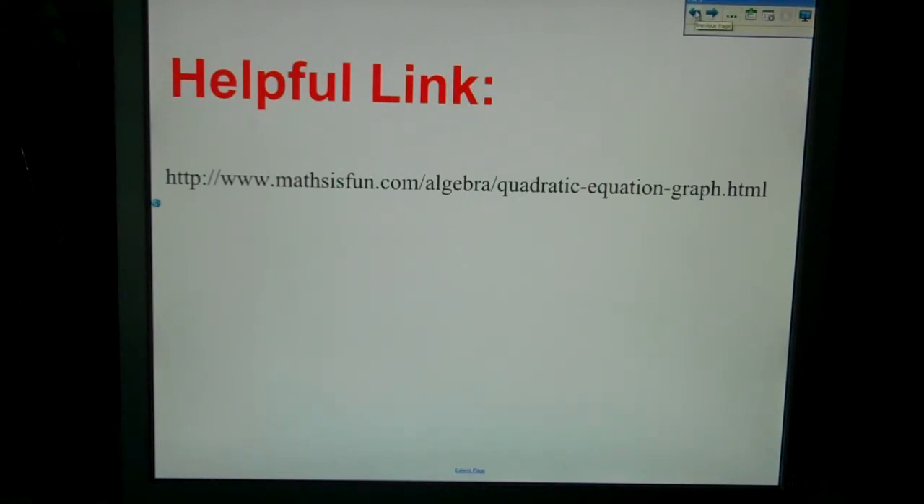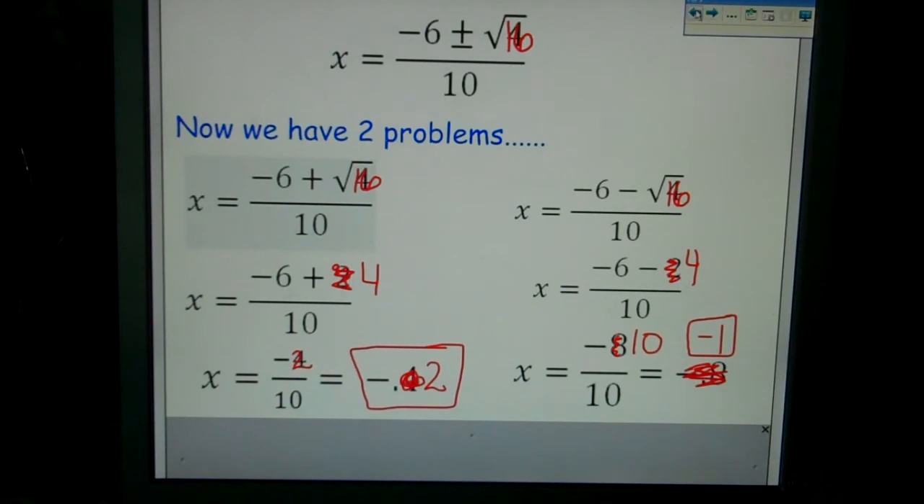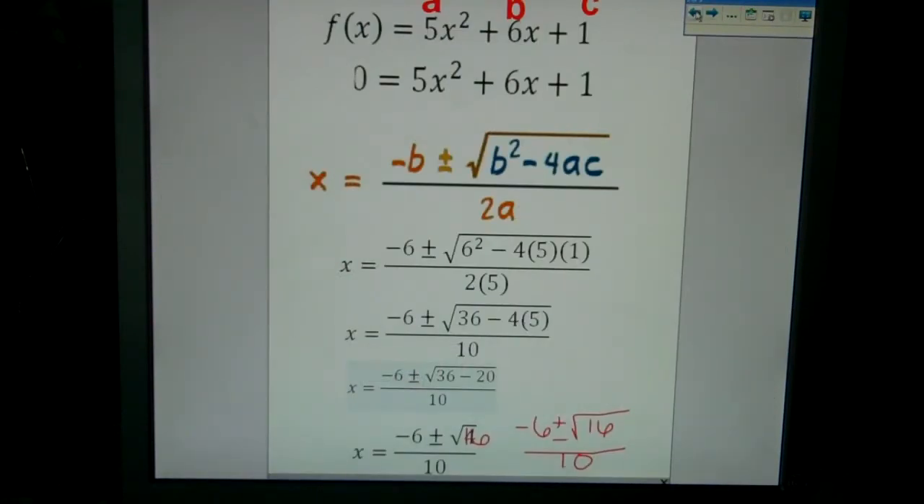Helpful link. Go back through this. I can't express to you, look how easy it is to make a mistake. A little mistake, I messed up right here. And had I done that, all the rest of that would have been incorrect. But we caught it. 36 minus 20 is 16, not 4. All right? And we were able to fix it from there. But look at all that opportunity to make a mistake. Take your time. Be patient. Watch it again if necessary.